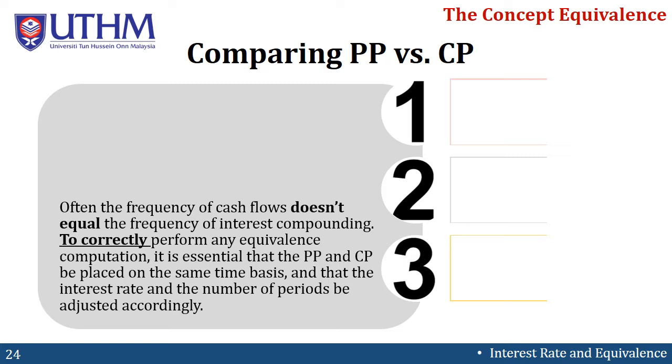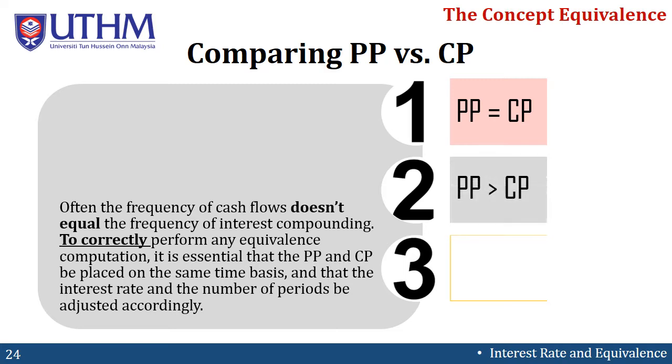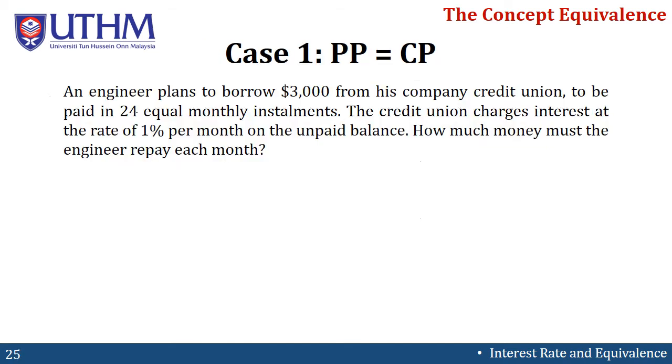There are three cases. The first is when the payment period is equal to the compounding period, the second is when the payment period is greater than the compounding period, and finally when the payment period is less than the compounding period. So we will see an example of each case. Starting from case 1, payment period equal to compounding period. How do we know the payment period is equal to the compounding period? Okay, let's read the example.